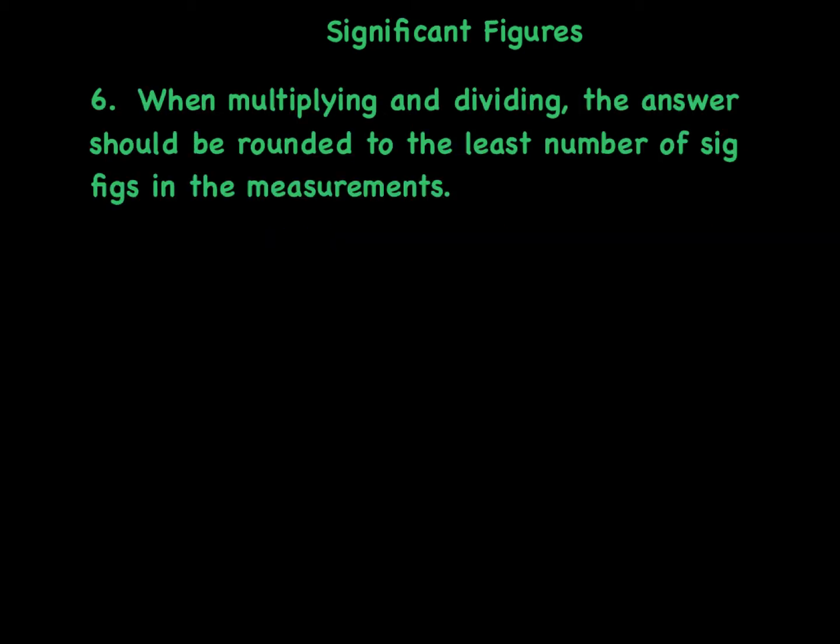Rule number 6: when multiplying and dividing, the answer should be rounded to the least number of sig figs in the measurements. So in this equation, we have 2 sig figs in the first measurement and 3 sig figs in the second measurement, which means that our answer should be rounded to the least number of sig figs, which will be 2. So if I want to round my answer to 2 sig figs, it would be 5.5 meters squared.